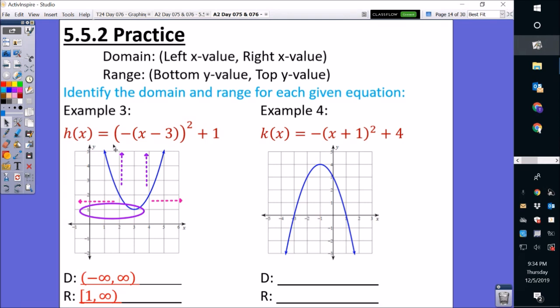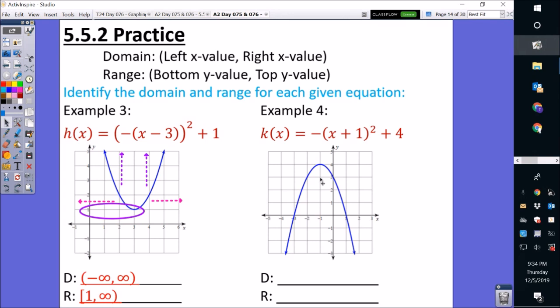Now, let's take a look at example 4. So for example 4, we have k of x equals the negative of the square of x plus 1, and then plus 4. So since we have a negative sign that is outside the parenthesis, that means that it's going to be a reflection across the x-axis. As you can see in the graph, it flipped over the x-axis. So let's see how it plays in terms of domain and range.